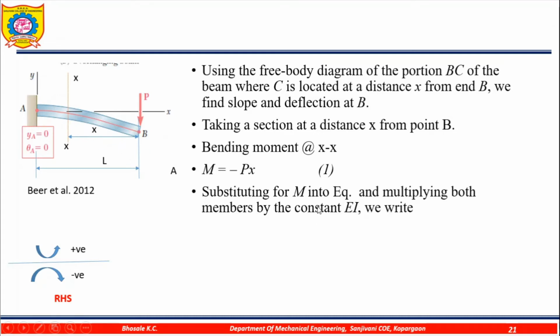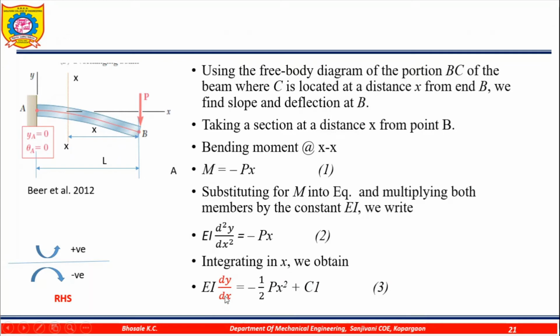So substituting the value for M into the equation and multiplying both members by the constant EI, we write EI d2y upon dx square will be equal to minus P into x. So we'll integrate this equation, and we get EI dy by dx. At the first time we will add the first constant, that is minus 1 by 2 P x square plus c1, where c1 is the constant of integration.